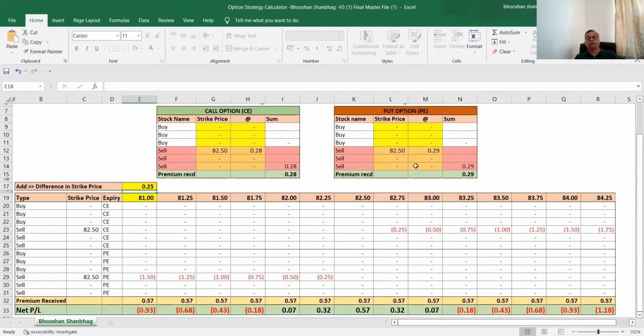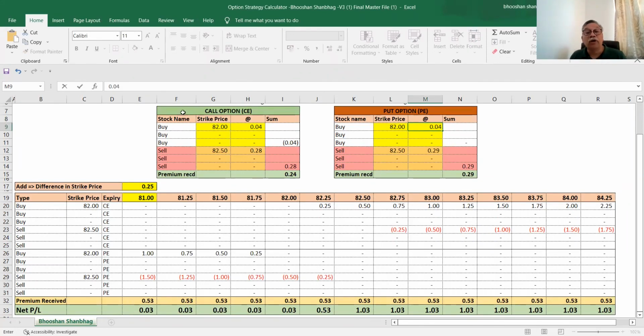Now it's visible. So 57 paise is the maximum profit. But if it goes to 81, my loss will be 93 paisa. If it goes to 84, it goes to 1. So actually on both sides the loss will go on increasing continuously. Instead, suppose I'm buying this 82 put, which is at 4 paisa, and I'm buying this 83 call, for 0.06.